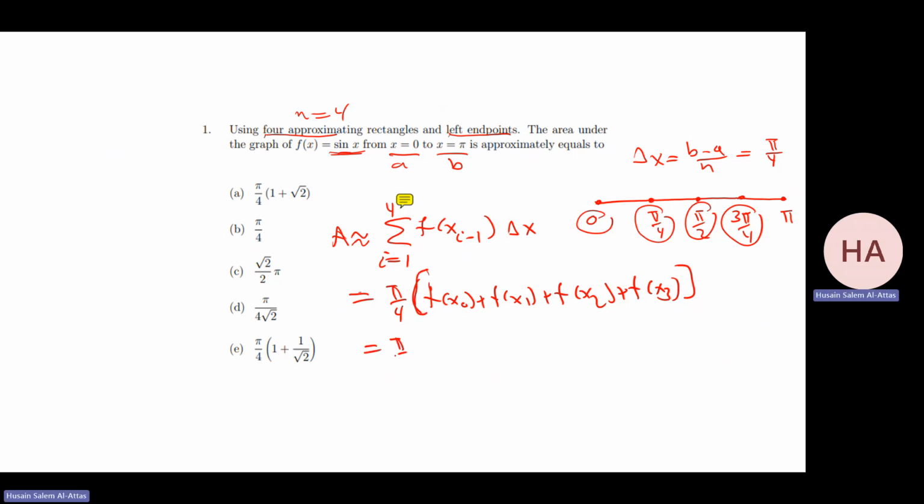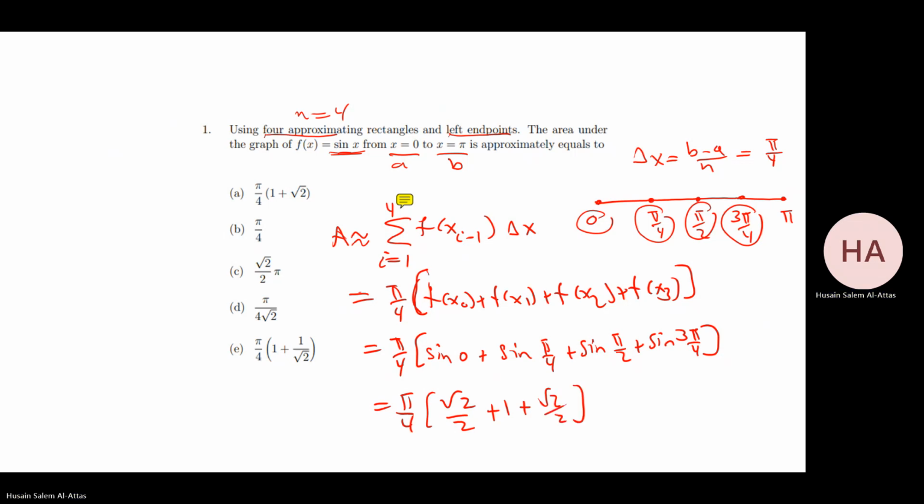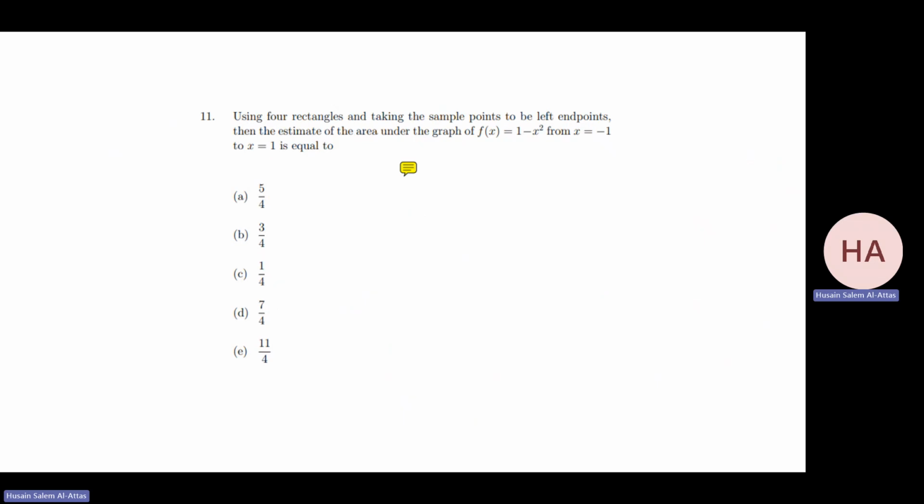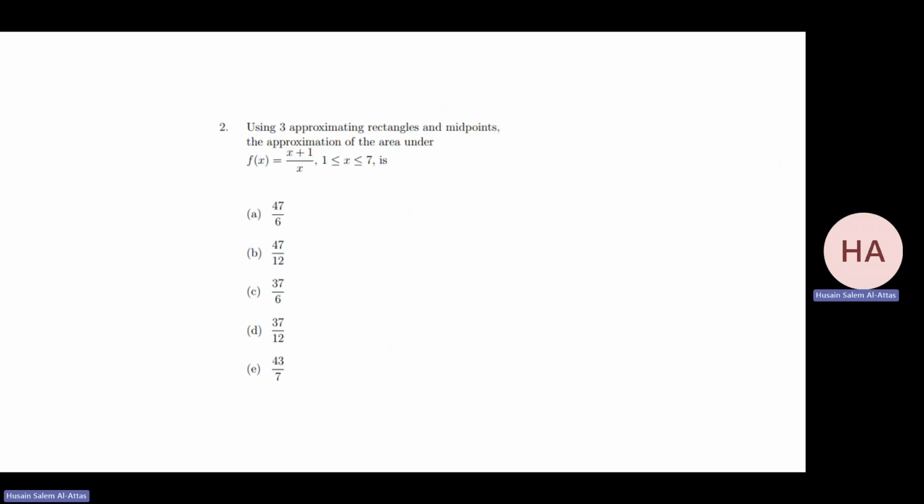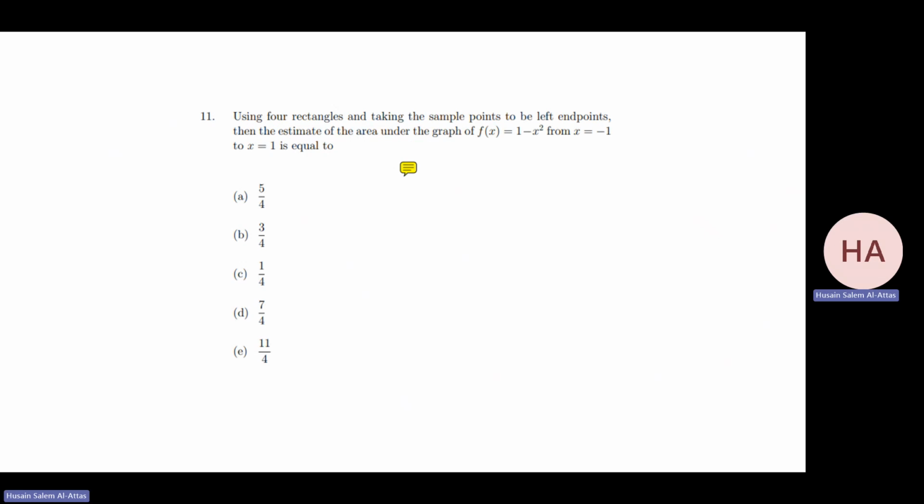Okay, that will be pi over 4 times what? f of x0 is sine 0. Let me write it, sine 0. f of x1 is sine pi over 4. Then I will do the calculation. Plus sine pi over 2 plus sine 3 pi over 4. Sine 0 is 0. Sine pi over 4 is square root 2 over 2. This is 1 and square root 2 over 2. So that will be pi over 4 times 1 plus square root of 2, which is this one. Okay, 4 rectangles. I will do these 2, then I will stop.